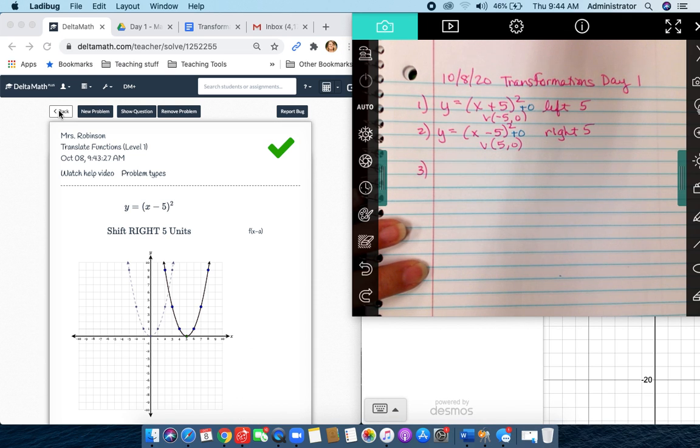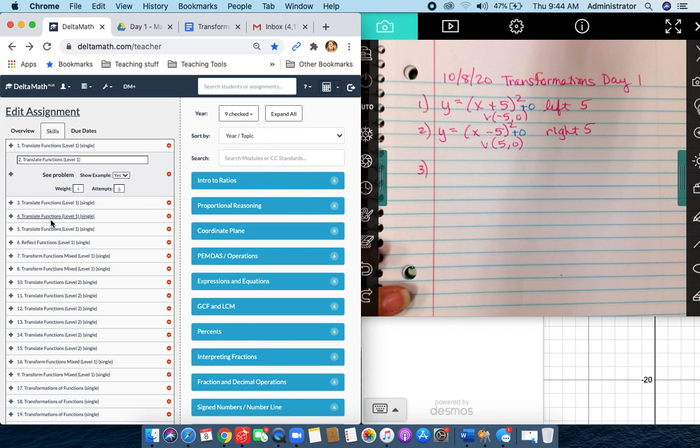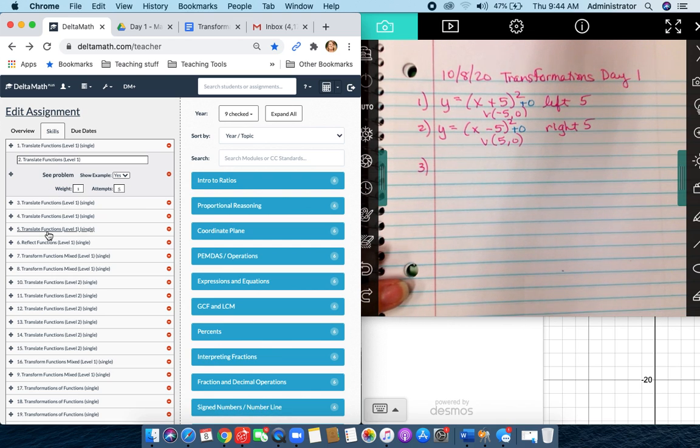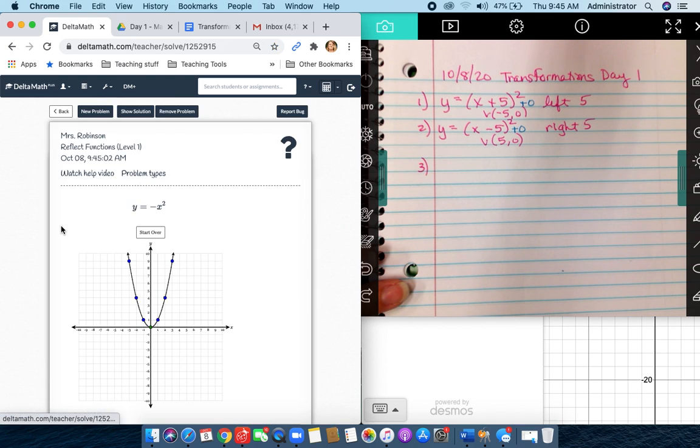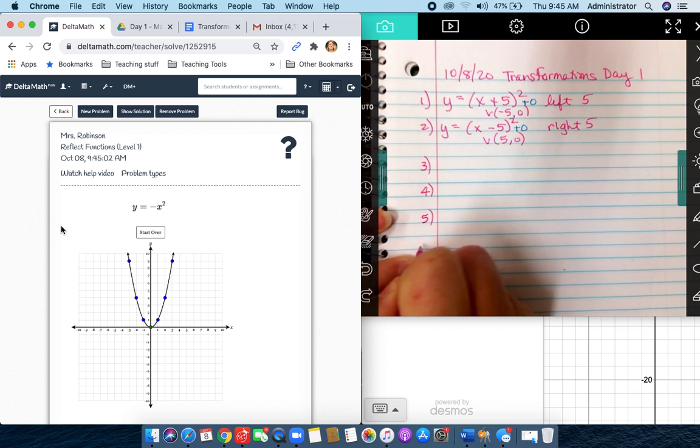So number 3, that's done. Now I'm going to do number 6 next. So the next couple are just left and right shifts. So if you want to pause and try those, you're welcome to do so. I'm going to go ahead and move on to number 6. So 3, 4, I'll leave space here, 5, 6 in my notebook.